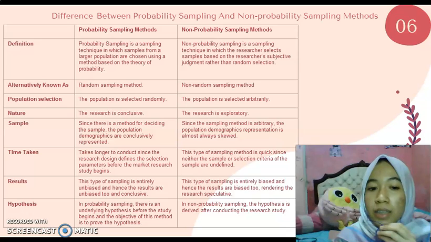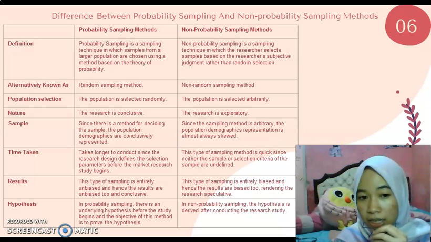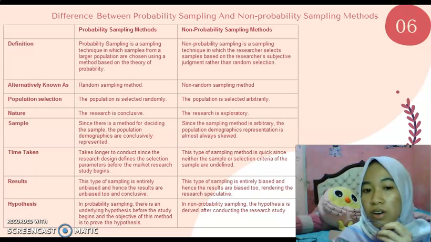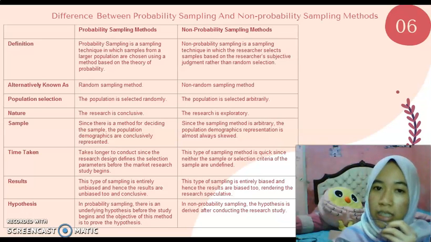In probability sampling, there is an underlying hypothesis before the study begins, and the objective of this method is to prove the hypothesis. In non-probability sampling, the hypothesis is verified after conducting the research study.